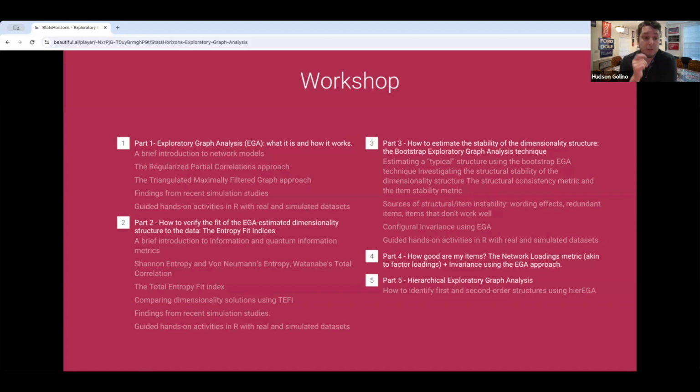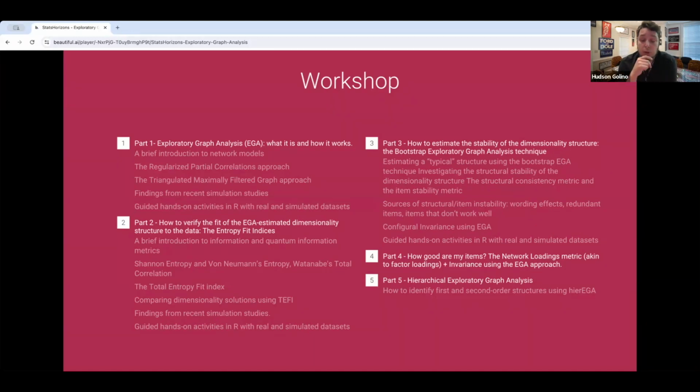In the first part, we are going to see what exploratory graph analysis is and how it works. I'm going to make a very brief introduction to network models. We're going to talk about regularized partial correlations, the triangulated maximally filtered graph, and some recent findings from simulation studies that we published. At the end of the day we'll have guided hands-on activities in R with real and simulated data sets.